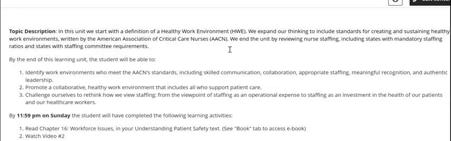So we're looking at healthy work environments and how they impact patient safety, and we're going to really focus in on nurse staffing. So we're not going to be able to get into the literature as much as I would like about nurse staffing and healthy work environments, but we are getting a more general idea about what makes up a healthy work environment and what we can do to promote healthy work environments in our practice.